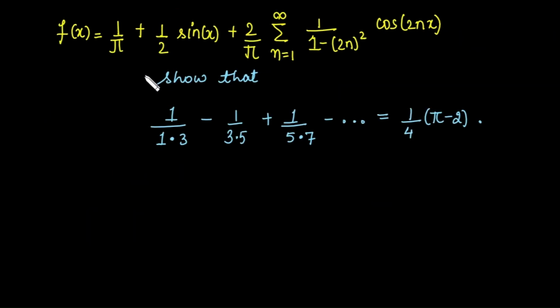The next question is, show that this series is equal to 1 by 4 into pi minus 2 with the help of the Fourier series obtained in the same question. So we have this Fourier series. From here we need to reduce this expression. If you observe, in the denominator we have 1 into 3, 3 into 5, 5 into 7.